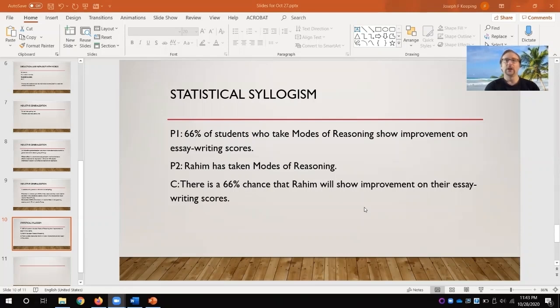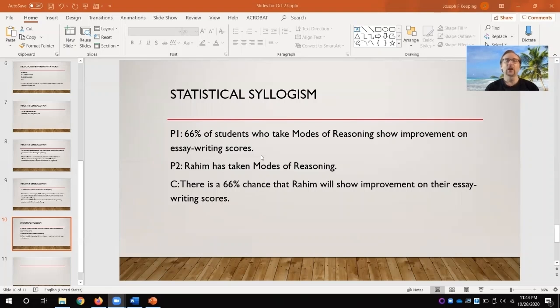However, it isn't the case that all students who take modes of reasoning show improvement on essay writing scores. Instead, we have a statistic. Full disclosure, I made up this statistic. I don't know if there's been any research on how modes of reasoning helps people on their essay writing scores. There's an awful lot of anecdotal evidence, which is to say that me and other people who teach the course have been told that they found it very helpful, especially when it comes to writing essays. But anyway, this is just an example.